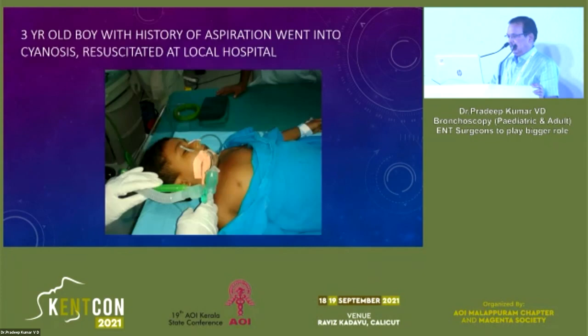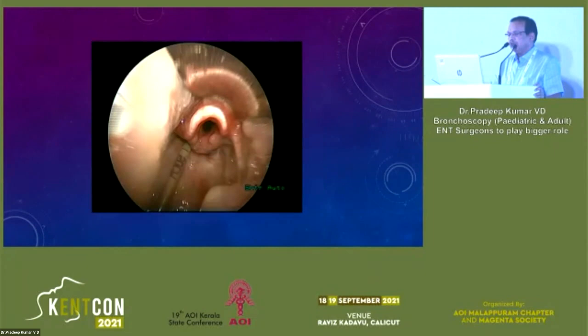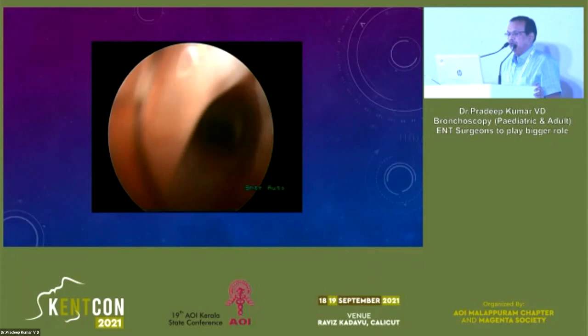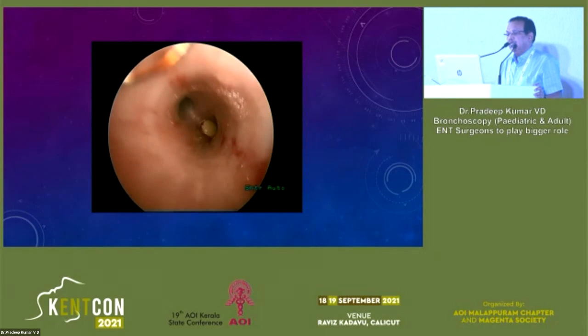So this is a 3-year-old boy with a history of aspiration, who went into cyanosis and was resuscitated at a local hospital. He was almost dying when he was in the local hospital. I really compliment the pediatrician who immediately intubated the child, and he was sent on a ventilator. So I decided to do the bronchoscopy. I was sure from the history itself that it had slipped back. The child was saved because it had gone past the larynx when the vocal cord even bent down. Now it has come down and is getting lodged in the right bronchus. The child is saved just because of the action of that particular pediatrician.